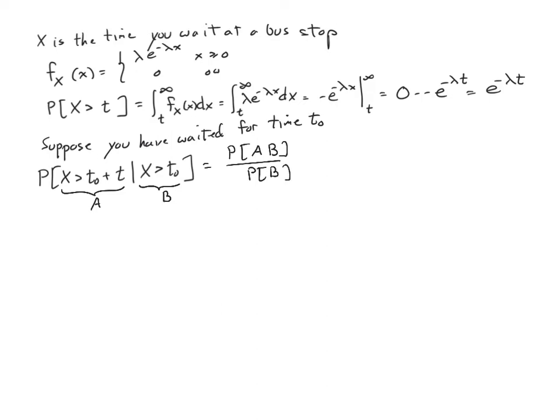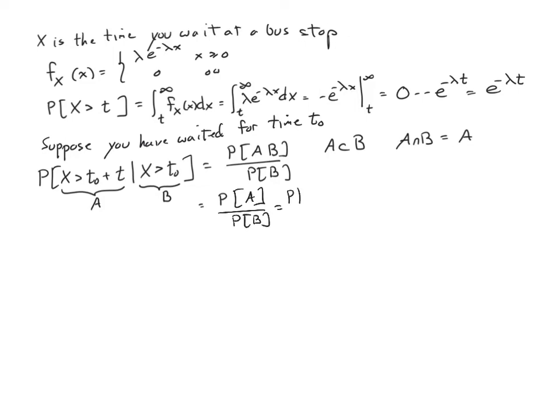And now we make the observation that the event A is contained in the event B. That is, if A occurs, that x is greater than t0 plus t, then you know that x is greater than t0 for any positive t. So the fact that A is contained in B implies that A intersect B is equal to A. And so our probability becomes P of A over P of B.